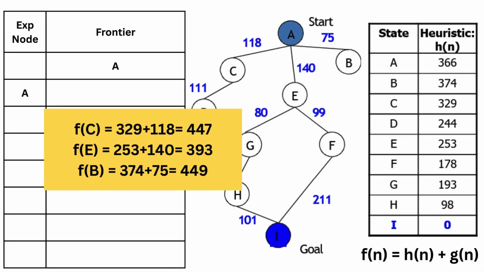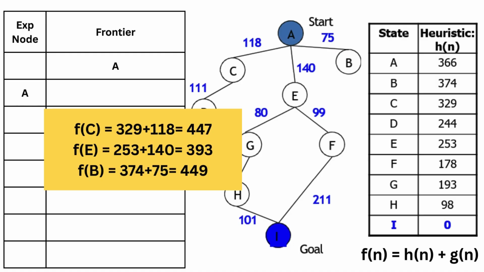Now we will calculate the cost for each node. For C, we will apply the function f of n equals g of n plus h of n. H of n is 329, so g of n is 118. So the total cost would be 447. Similarly, for E, the heuristic cost is 253 and actual cost is 140. So the total cost would be 393. For the node B, the heuristic cost is 374 and actual cost from A to B is 75. So the total cost would be 449.